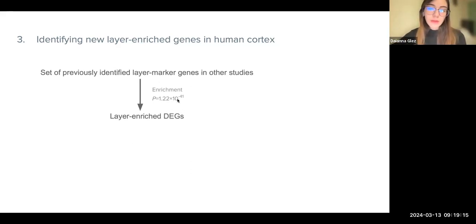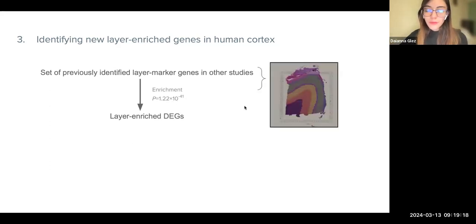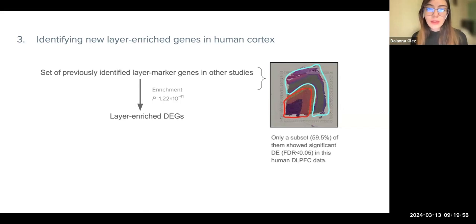They did find a significant enrichment, and testing for the differential expression of these previously identified layer marker genes, they found a kind of an issue, because some of these marker genes previously characterized were reported as markers for more than one layer, for instance, say, white matter and the sixth layer. So what they did was fit optimal statistical models in which they compared expression of these genes in the layers in which they were defined as marker genes against all the other layers. But even doing this, only 60% of these laminar marker genes that were already reported were significantly differentially expressed in the human DLPFC data.